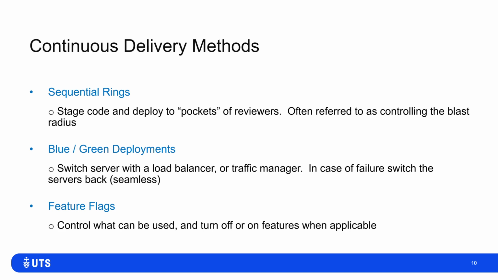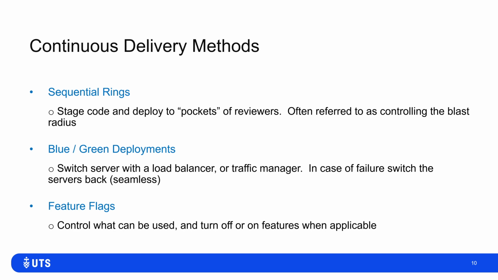Briefly, an introduction to some mainstream continuous delivery methods. The first one is sequential rinse, which means you stage code and deploy to pockets of reviewers, often referred to as controlling the blast radius. The other method is blue-green deployments. You can switch the server with a load balancer or traffic manager. In case of failure, switch the server back. So you have one server in the production environment and the other as a backup.